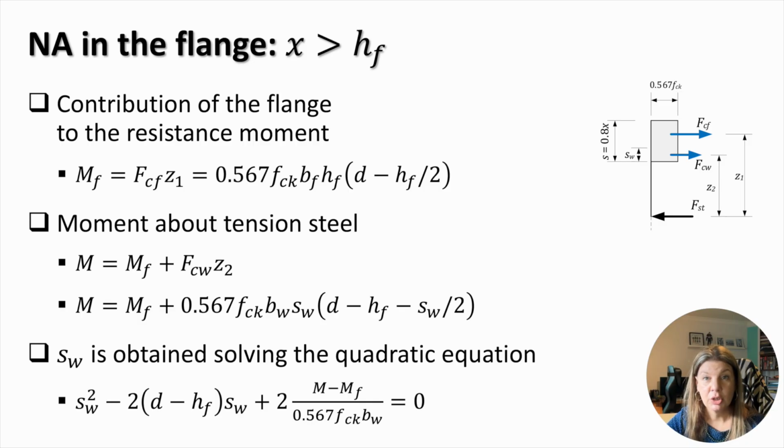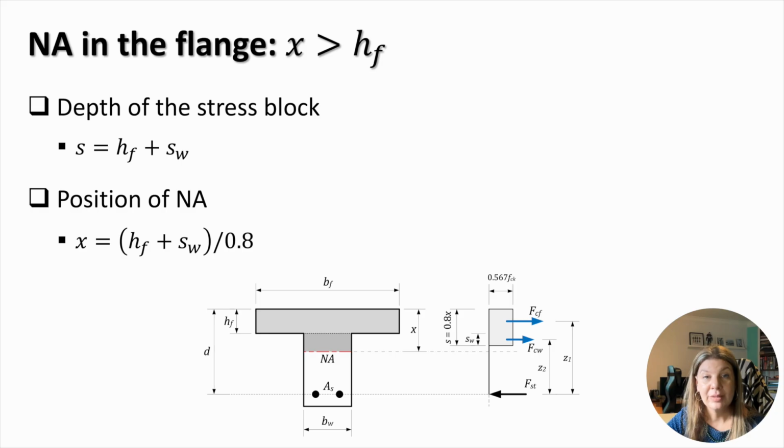To find the contribution of the web to the moment, the depth of the neutral axis in the web should be known. Since the rectangular stress block method is used, only 80% of the depth of the compressed concrete is assumed to be stressed. Therefore, the depth of the neutral axis in the web is also reduced. The depth of the neutral axis in the web under the flange can then be found from the expression for moment, which gives the following quadratic equation. Once the depth of the neutral axis in the web under the flange is found, the position of the neutral axis can be calculated from the geometric relationships.